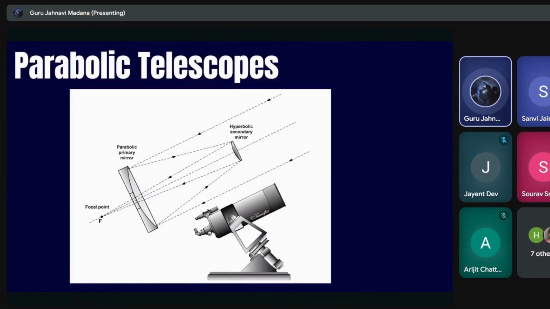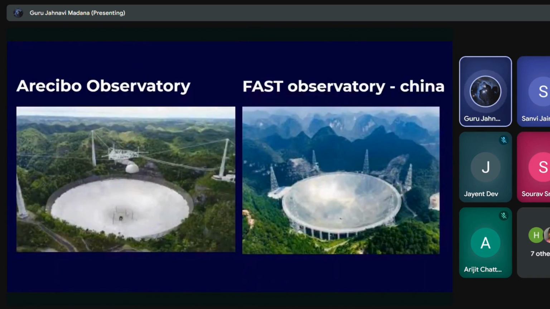Remember those dishes in science museums that focus sound from one point to another? That's the power of the parabola. It focuses to the focus of the parabola, and it works for light too. So parabolic telescopes use mirrors shaped like a paraboloid to focus all incoming light to a single point, removing the spherical aberration also. So it's basically a reflecting telescope, but using a parabolic mirror. Most radio telescopes, including the massive Arecibo and FAST in China, are parabolic reflectors. So even if it doesn't look like a telescope, it can still be one.